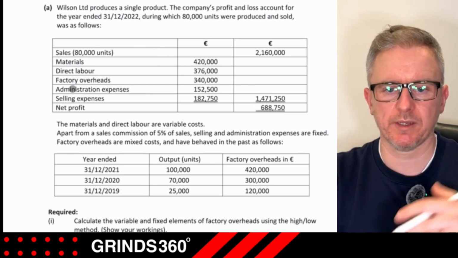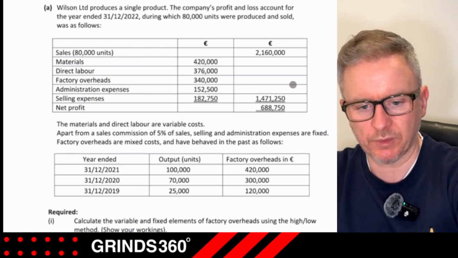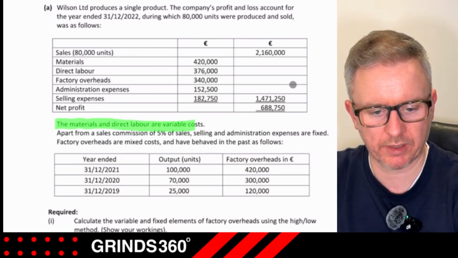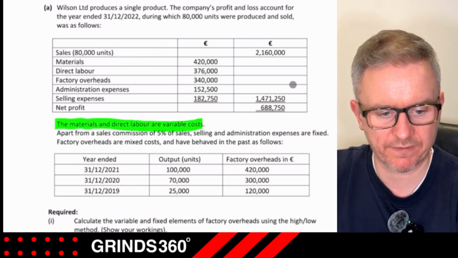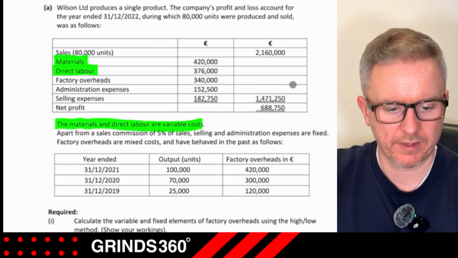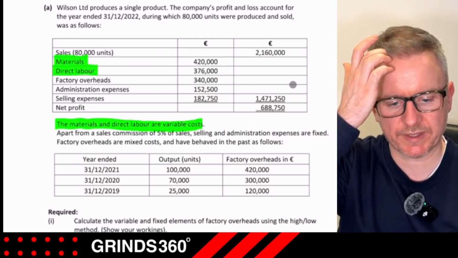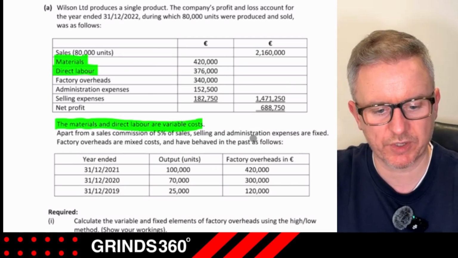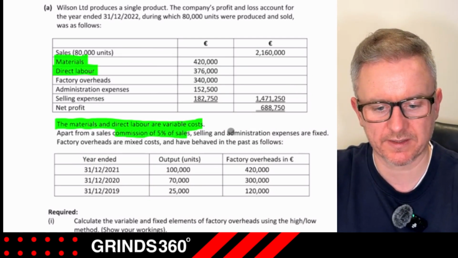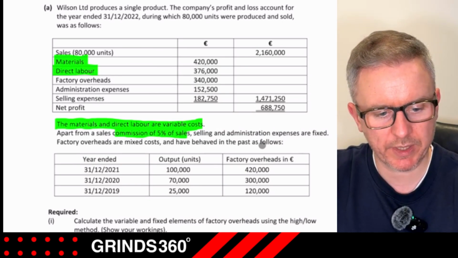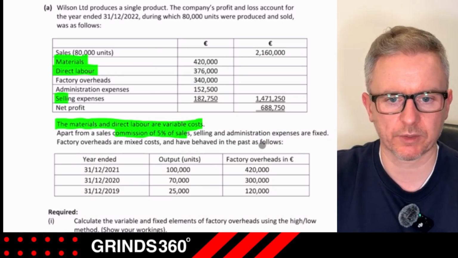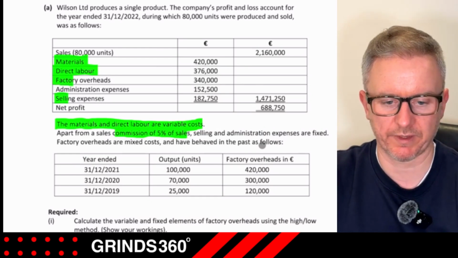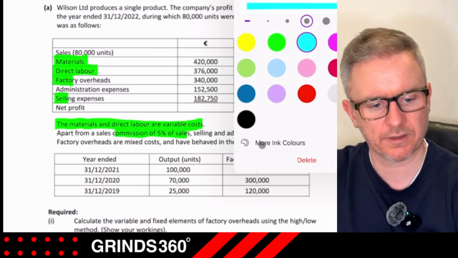We're going to split it up into its variable and its fixed elements. If we look at it here, they tell us that the material and direct labour are variable costs, so they are definitely variable. Then they say, apart from a sales commission of 5% of sales, the selling and admin are fixed. So a little piece of that selling is going to be variable. The factory overheads, we already know a little piece of that is going to be variable. So then that just leaves us with the fixed part.